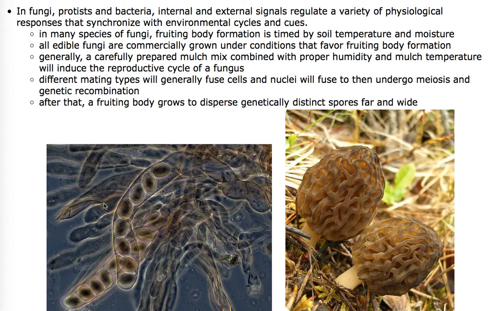They're basically grown in drawers, in large cabinets, in mulch, in a carefully regulated temperature, light cycle environment to maximize the things that are made. Generally, a carefully prepared mulch mix combined with proper humidity and mulch temperature will increase the reproductive cycle of a fungus. Different mating types will generally fuse cells, and the nuclei will fuse to undergo meiosis and genetic recombination. And after that, a fruiting body grows to disperse genetically distinct spores far and wide.